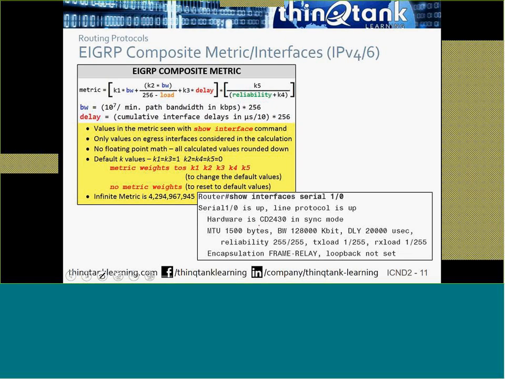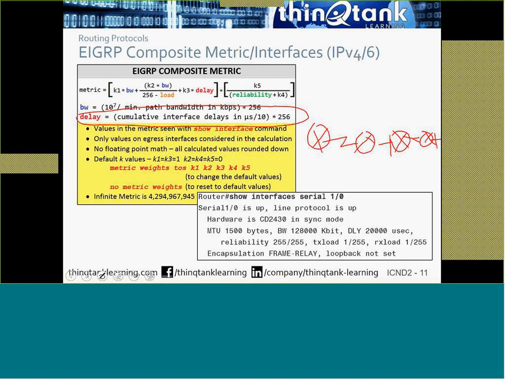The other part of the metric is delay. Okay? Delay is cumulative. So again, I've got all these different links between routers. And by the way, guys, when we do our lab, we're going to be playing with these values, and I'm going to show you practically how to look at these values as well. We're not just simply going to look at the formula one time and say that's now how. We're going to look at it in our topology as well.